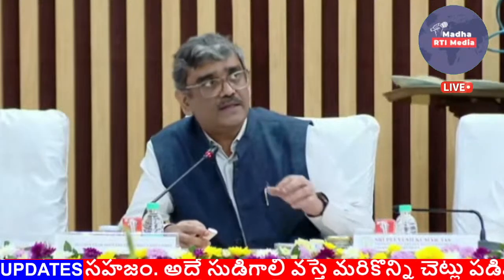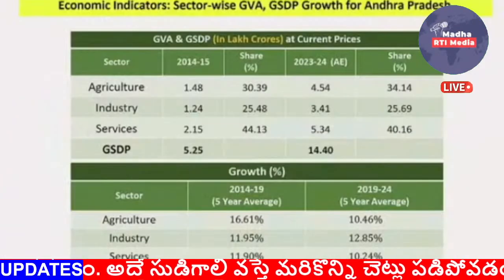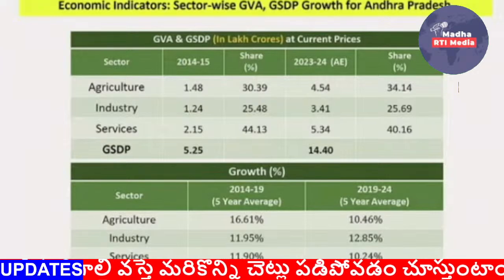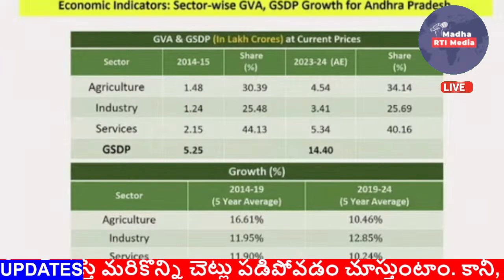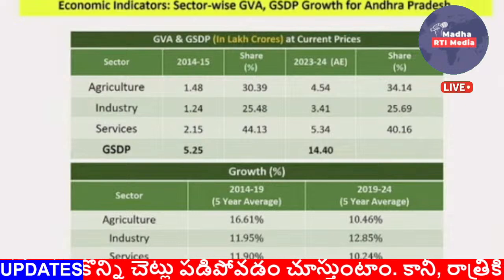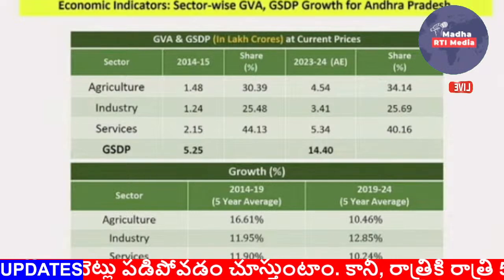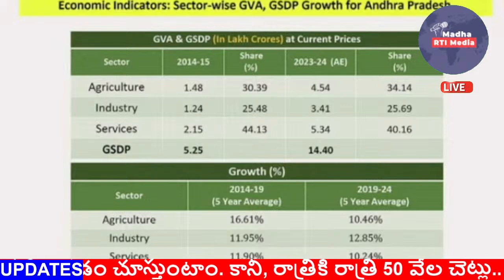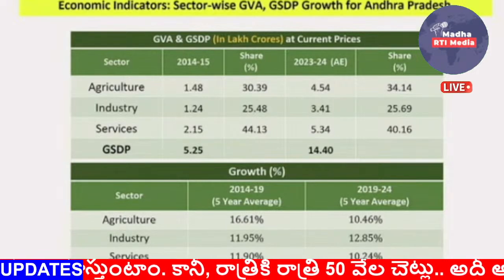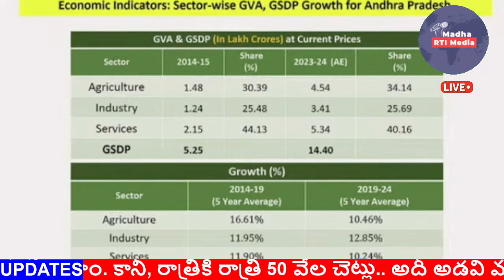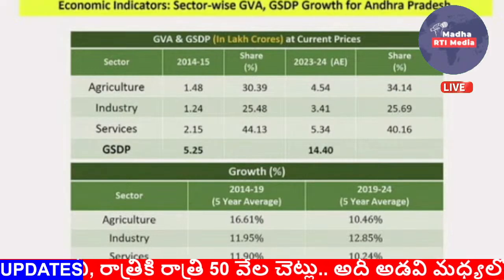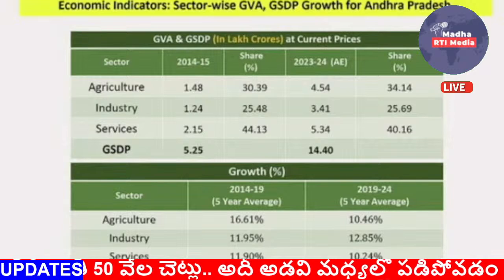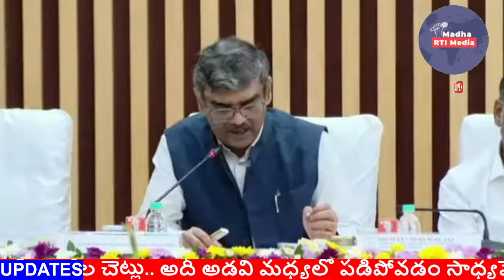Thank you. Next, we have the GSDP review. Already Honorable CM Sir has talked about where we are in the second quarter. If you look at the overall GSDP trend, in 2014-15 when the state was bifurcated, the economy of the state of Andhra Pradesh was 5,25,000 crore. That has grown to 14,40,000 crore in 23-24, and in the current year it is about 16,40,000 crore. So that is the size of the economy that we are looking at.